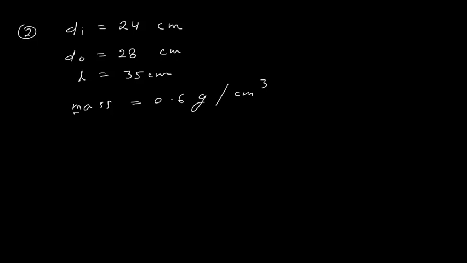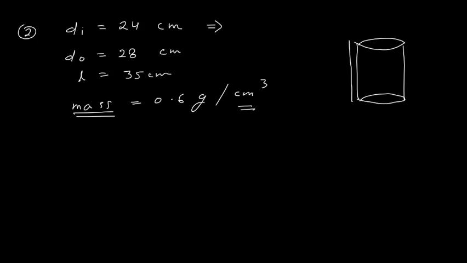So how will I get the total mass? For that, first I will calculate the total volume. For that I need outer volume minus inner volume. As you can see from the data, it is known that the cylinder is a hollow cylinder. So let us draw a hollow cylinder. This is something like a hollow cylinder.